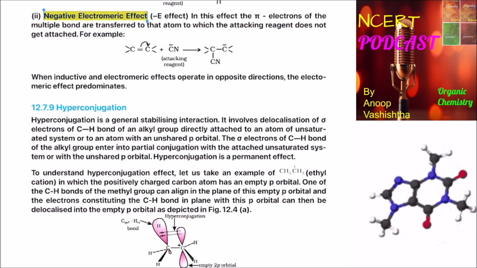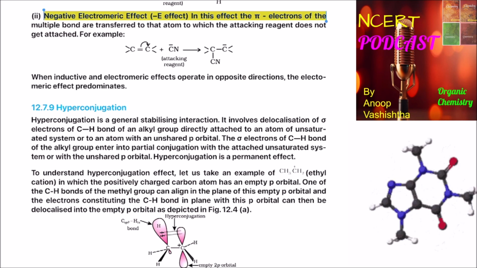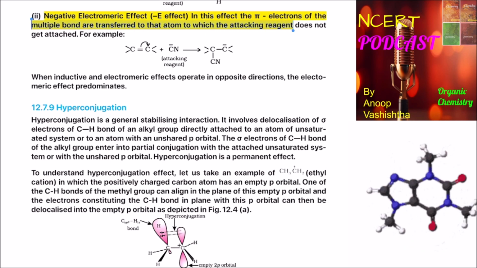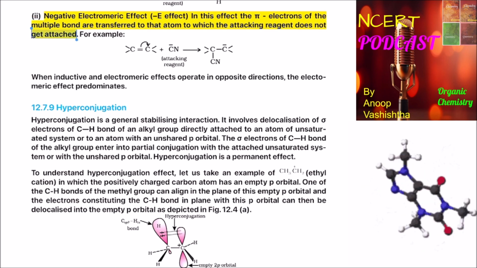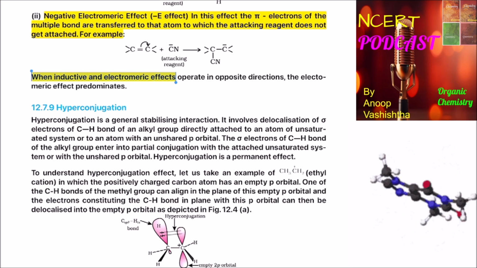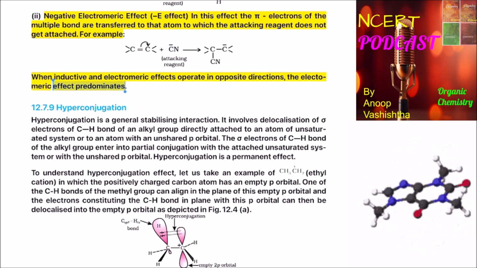Negative electromeric effect, minus E effect. In this effect, the pi electrons of the multiple bond are transferred to that atom to which the attacking reagent does not get attached. For example, when inductive and electromeric effects operate in opposite direction, the electromeric effect predominates.